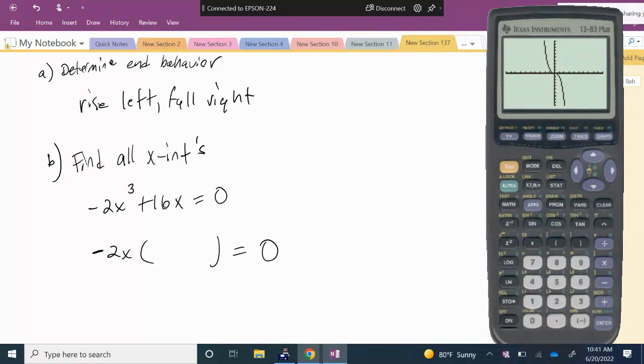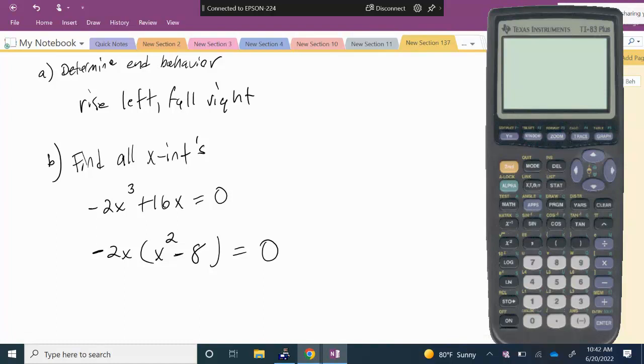So once I factor out a negative 2x, on the inside of the parentheses, I'm left with x squared minus 8. Because negative 2x times x squared, that's negative 2x cubed. Negative 2x times negative 8 is positive 16x. All right, so we have factored.